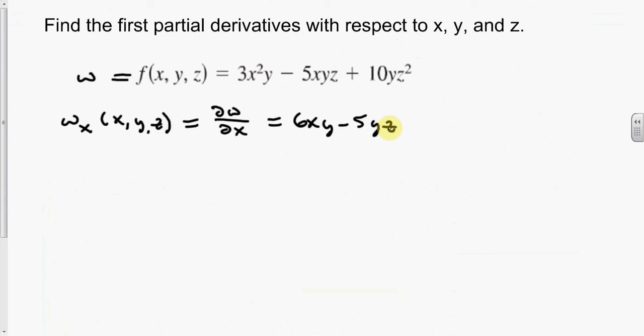Is that what you got too? So what about the partial of w with respect to y? 3x squared minus 5xz. I have a y over there at that last part, so that's 10z squared.